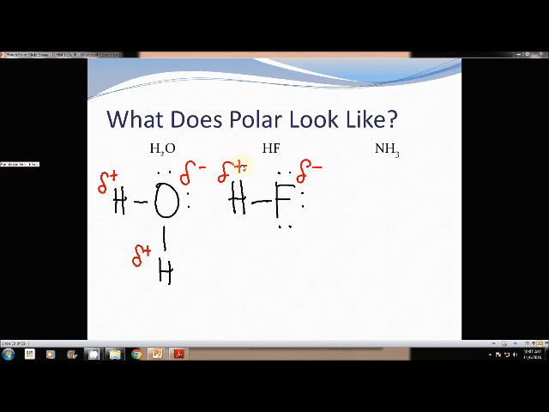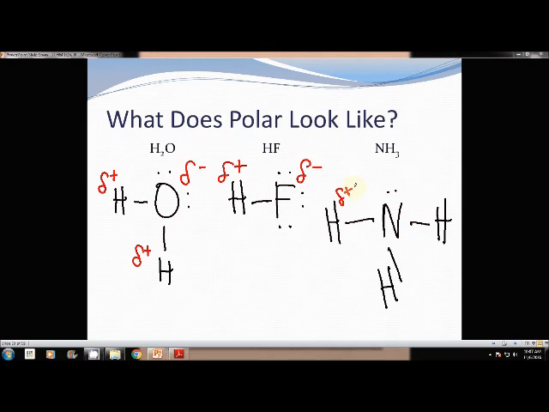Okay. Last one, NH3. Nitrogen has 5. And we have 3 hydrogens to connect. Okay. So our slightly positives are the hydrogens because they have 0 unshared pairs around them. And then the nitrogen has an unshared pair. So then that would be its slightly negative.